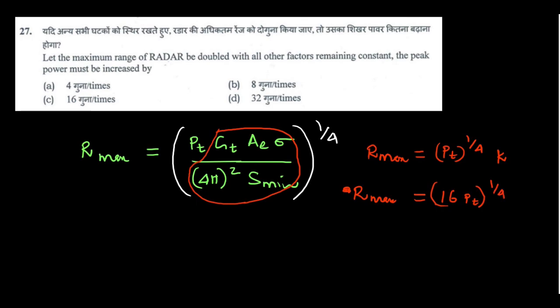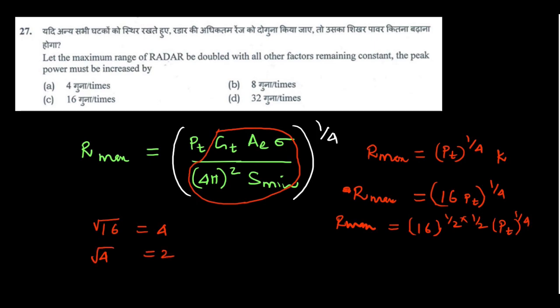Then what happens? Pt I have increased by 16 times. So now R max equals 16 to the power 1 by 2 into 1 by 2, multiplied by Pt to the power 1 by 4. This is also a constant, we need not worry about it. 16 square root equals 4. Again I take the square root of 4, and I get 2. That means R max has doubled. We get 2 times the constant we had, 2 times k. So the answer is 16 times. Option C is the right answer.